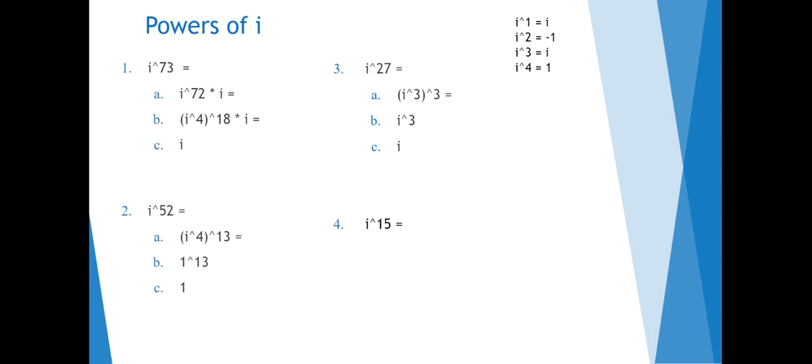Now i to the 15th power, so you can just break this up into i to the 14th power times i, and from here we could do i squared to the 7th power times i, because 2 times 7 is 14, and over here we can see that i squared is -1. -1 to the 7th power is -1, and -1 times i is -i.